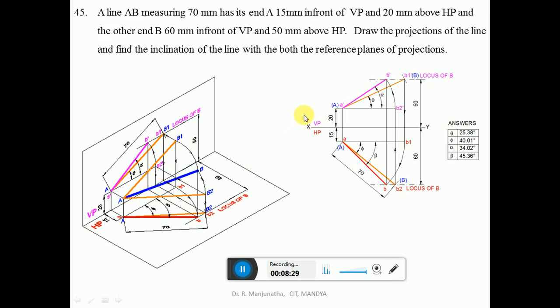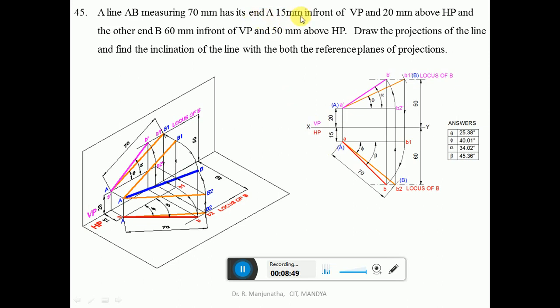Now we will apply the same concept and try to solve the problem by using the sketchbook, using the geometrical instruments. First we are going to draw an XY line and mark XY, and mark this VP which is above the XY line and HP below the XY line.